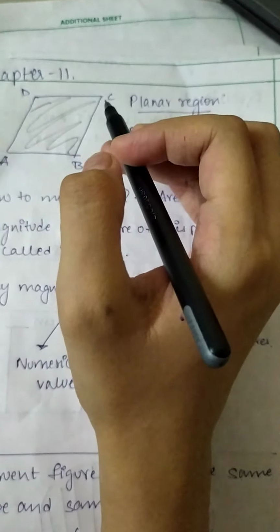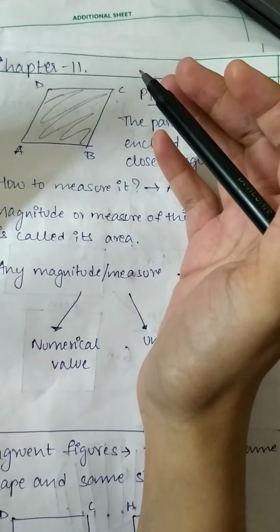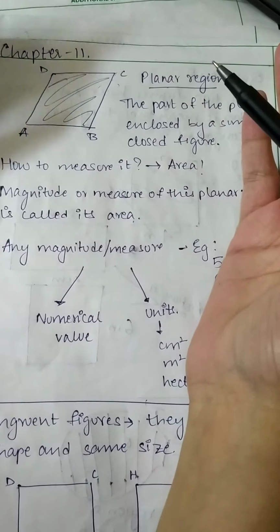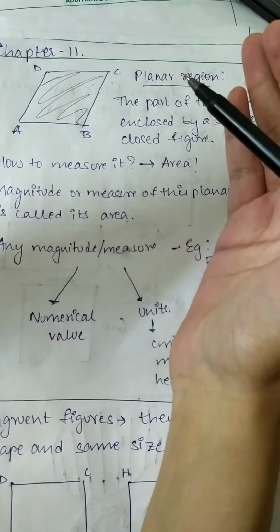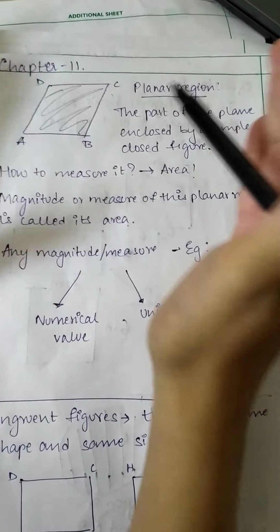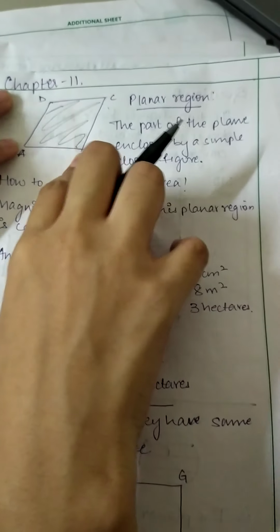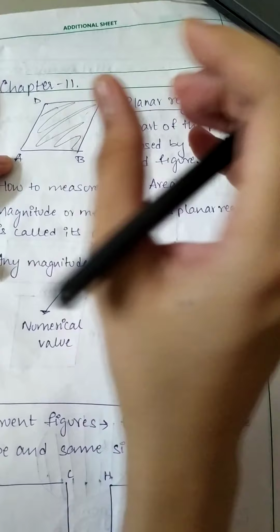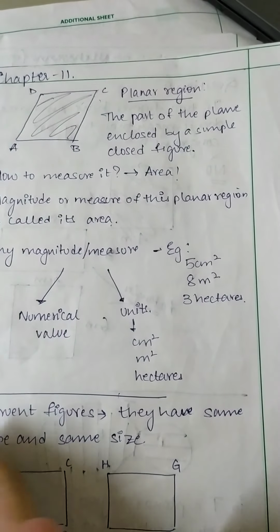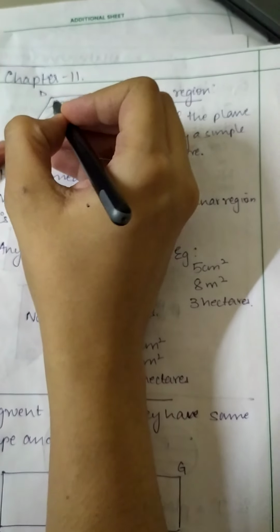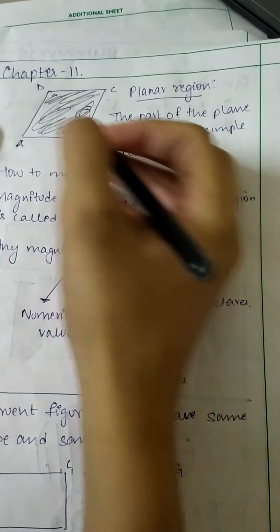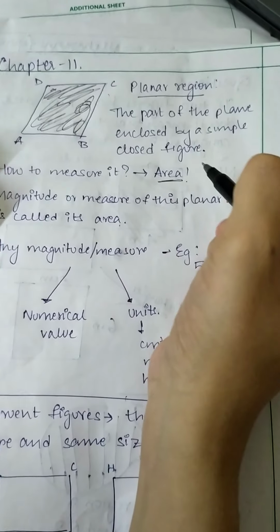But how do I want to measure it? It's occupying some space, right? Anything that occupies space must have some area. Like if you're sitting on a chair, you are occupying some space on the chair, some area of the sofa. Similarly, this planar region is occupying some small portion of the whole big plane. This space that it occupies is what I'd like to call an area. How to measure how much space it's occupying is nothing but area.